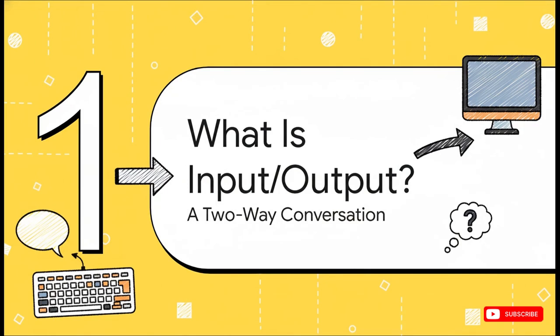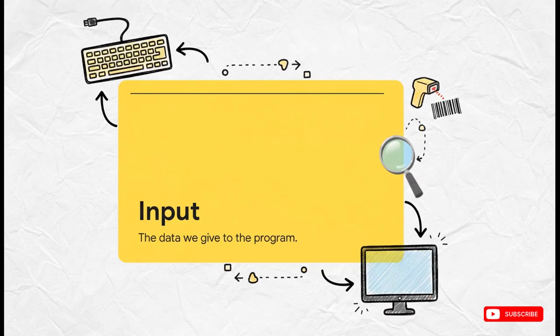Okay, so first things first. We need to get our heads around this core idea, input and output. You'll probably hear people call it I/O for short. And really, the best way to think about it isn't like you're just shouting commands at your program, it's more like a conversation. Let's break that down.